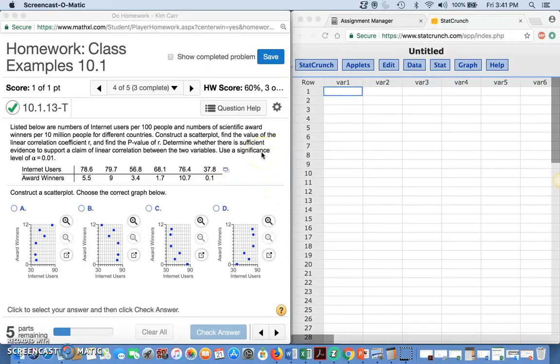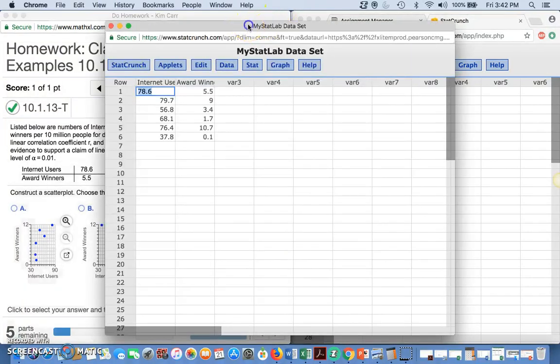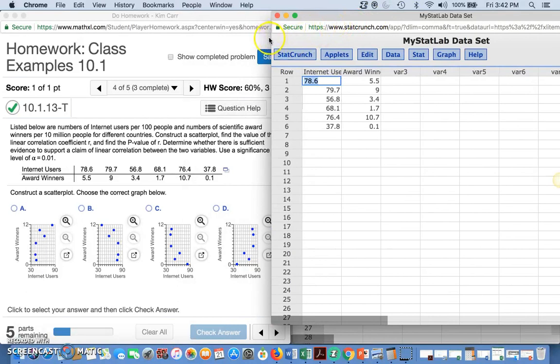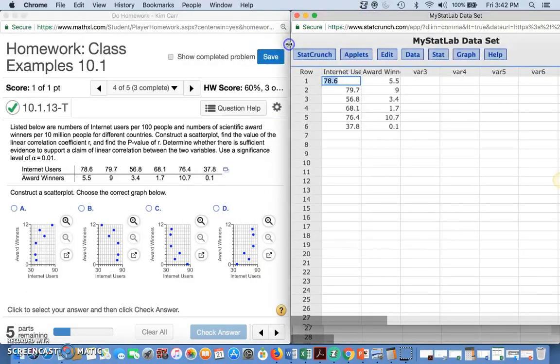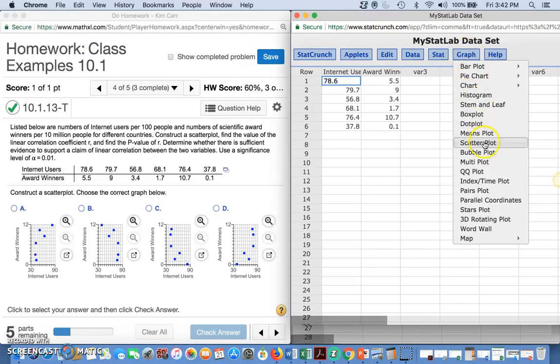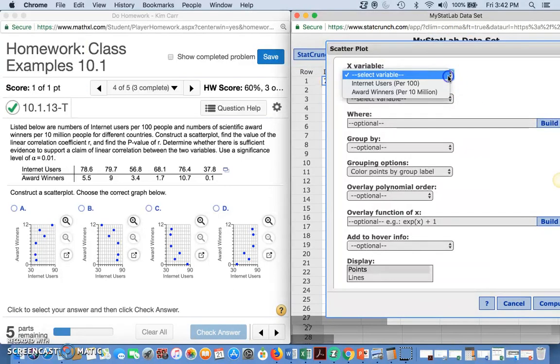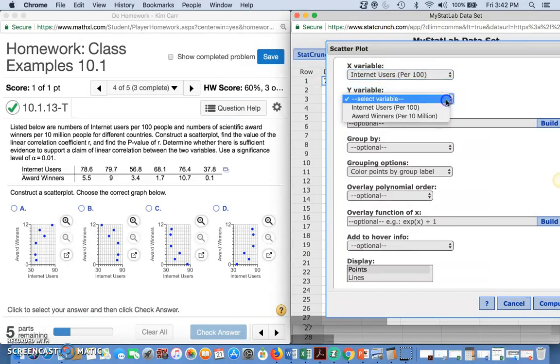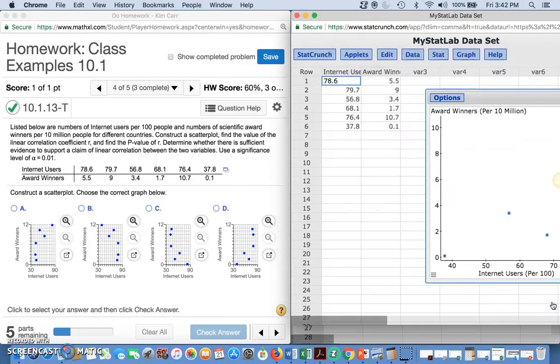Now keep in mind you're talking about slope predominantly when you're talking about a line, so that's a lot of what we're going to be looking at: the slope. First thing we want to do is create the scatter plot. So let's open this up and we'll open up a new StatCrunch with it. We've got our data, and what we need is a graph. So we go to Graph and we go to Scatter Plot. The X variable is the internet users per 100 and the Y variable is the award winners per 10 million. And we just compute and it gives us our graph right here.